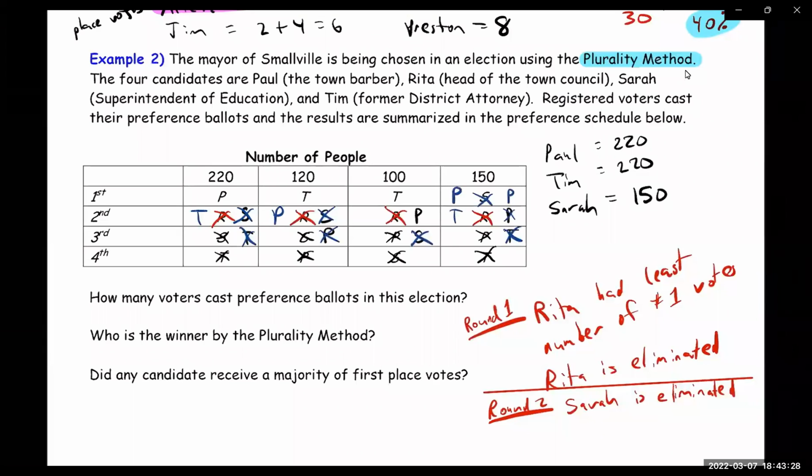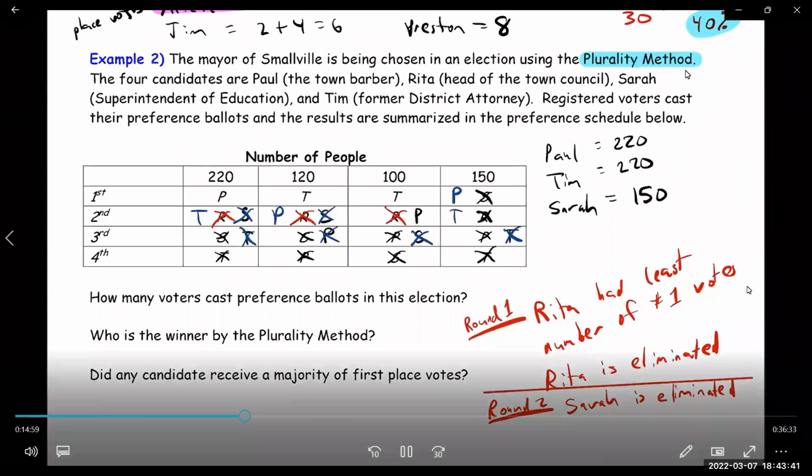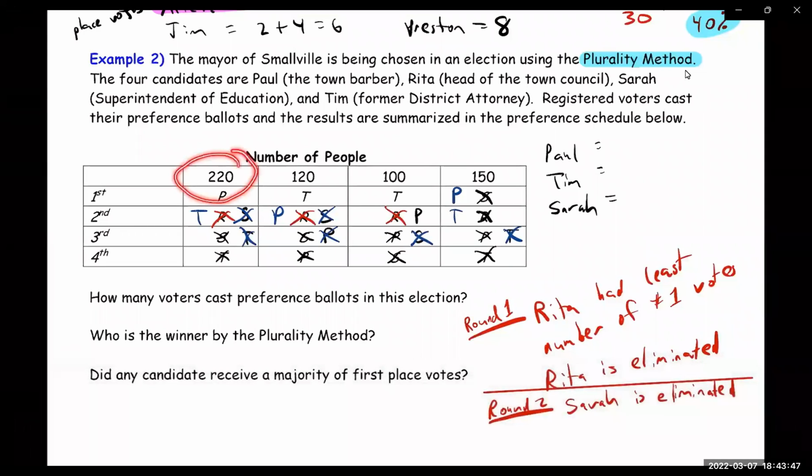So now Paul wins because he has Sarah's 150 plus his 220. Let's see. Because now you put Paul into first place because you had to eliminate Sarah. So Paul already had 220, and then he now gets her 150. You're right. 220 plus 150, 370. And Tim stays at 220, and Sarah's out. So we have our winner. It is Paul.